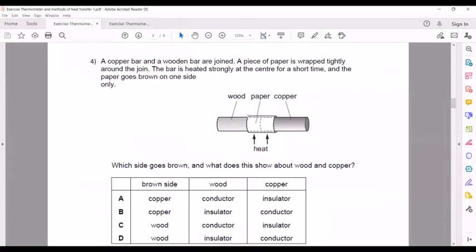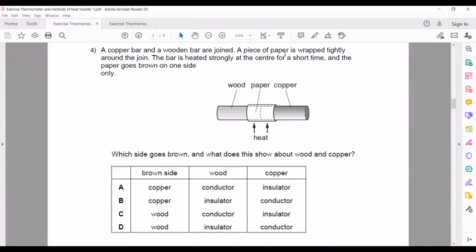A copper bar and a wooden bar are joined. A piece of paper is wrapped tightly around the joint. The bar is heated strongly at the center. After a short time, the paper goes brown. So why does the paper go brown? When you supply heat energy, which side will the paper go brown?